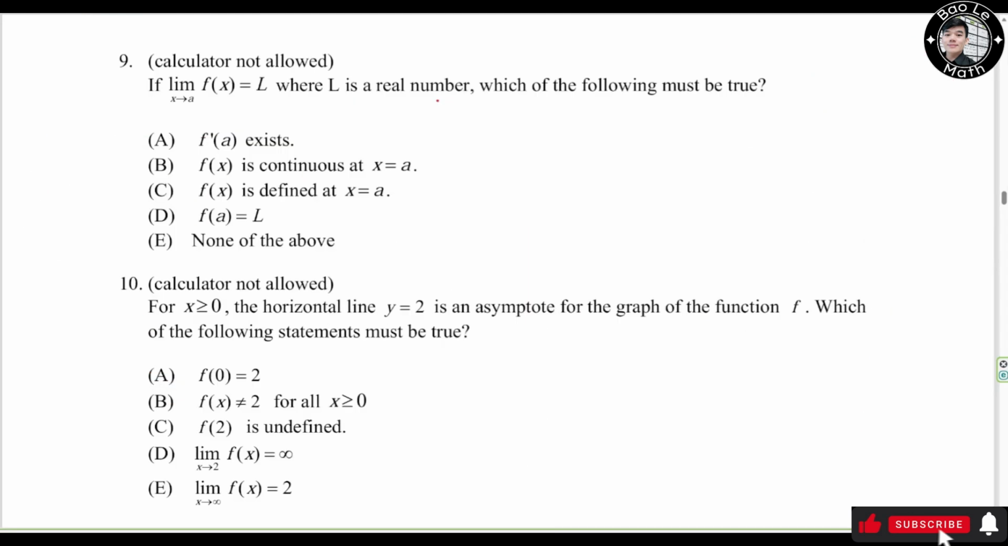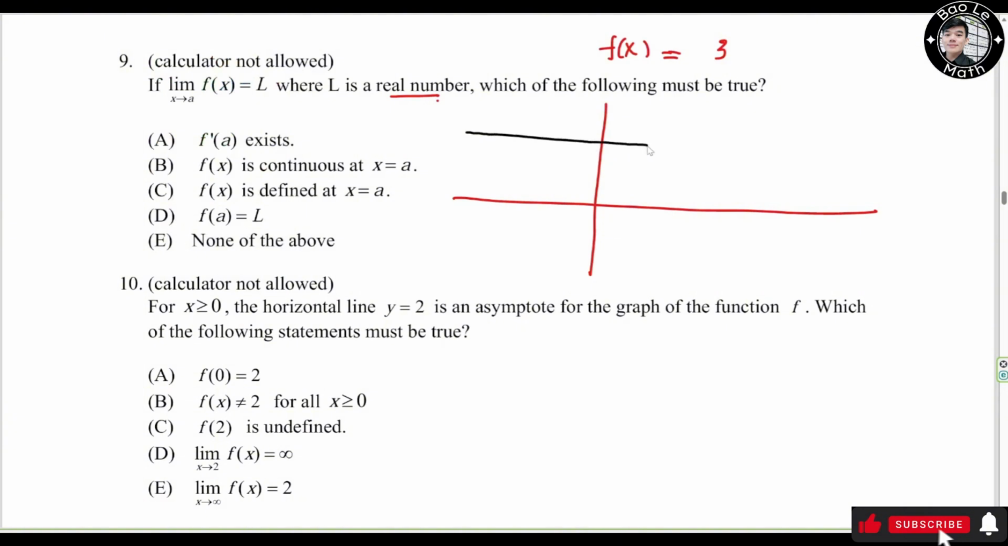Now let's move on to question 9. If the limit of the function f(s) when s approaches a equals L, where L is a real number, which of the following must be true? Alright, so for example, I'm going to let the function f(s) equal 3, right? And I'm going to sketch this one. So f(s) equals 3 is right here.